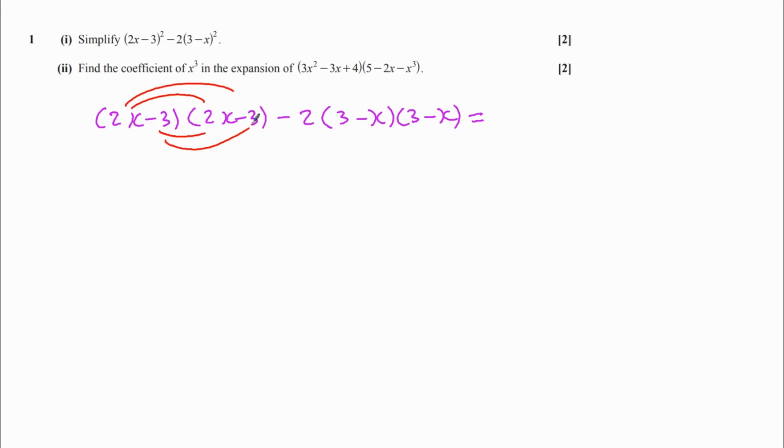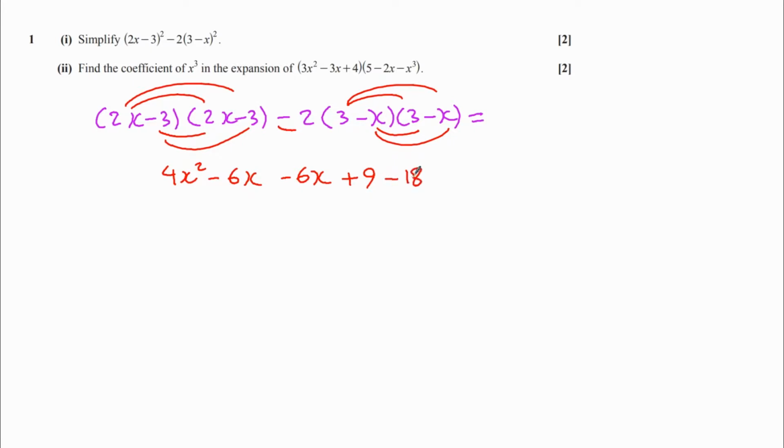So 2x times 2x would be 4x². 2x times minus 3 would be minus 6x. Minus 3 times 2x would again be minus 6x. Minus 3 times minus 3 would be plus 9. Then for this side, as I am expanding this section, I'm also going to multiply by minus 2. 3 times 3 is 9, times minus 2 would be minus 18.